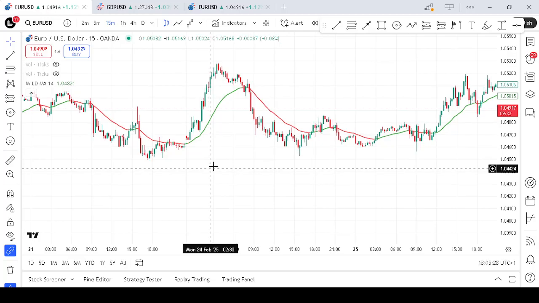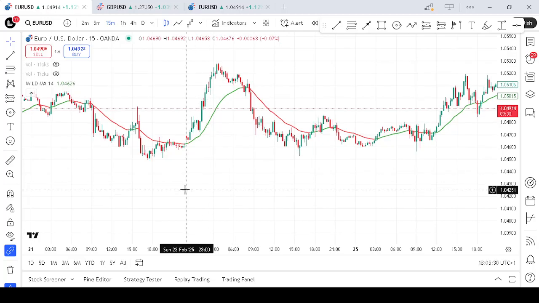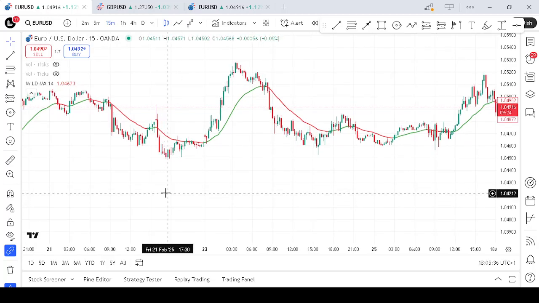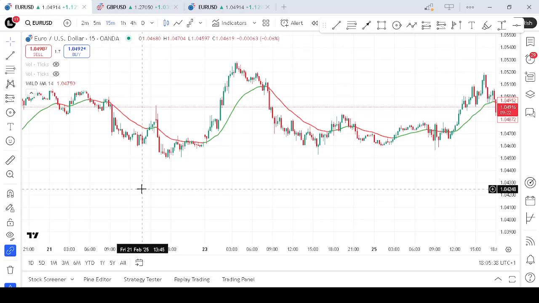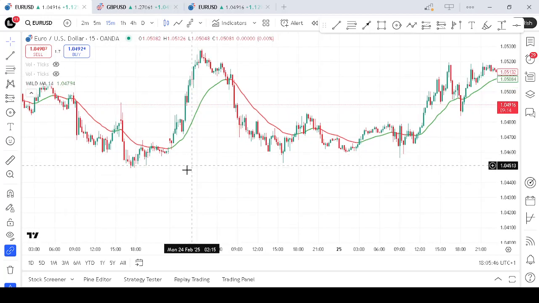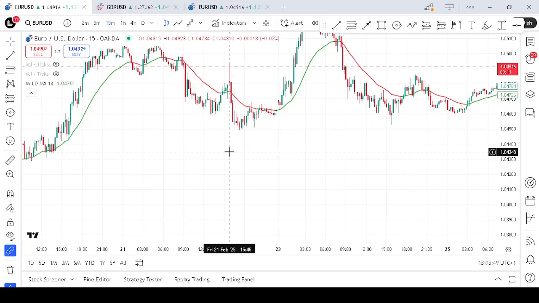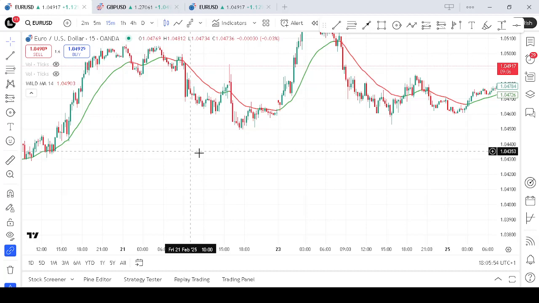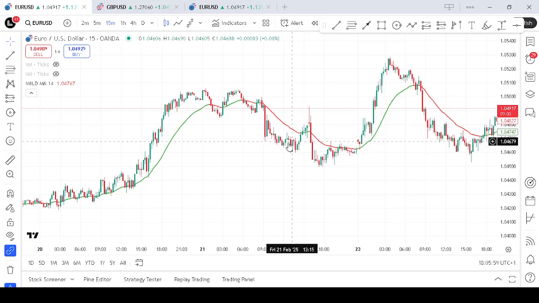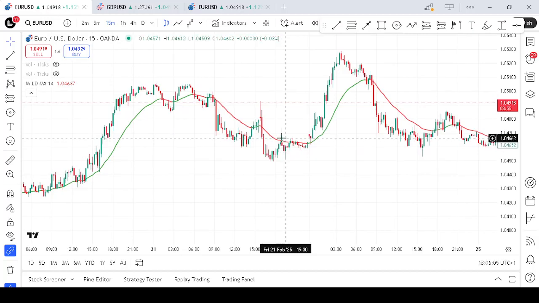The Wilder Moving Average is a versatile tool that can be applied in various ways to improve your trading strategy. It helps you identify trends, generate signals, and even manage risks effectively. Let's explore a few practical applications of this powerful indicator. The first one is signal generation. One of the most common uses of the Wilder Moving Average is to generate buy and sell signals. These signals are based on the relationship between the price and the moving average.